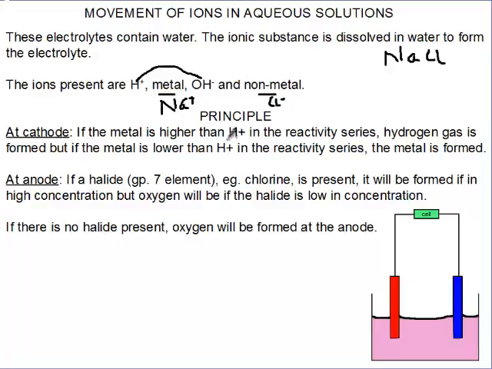If the metal is higher than H plus in the reactivity series, hydrogen gas is formed. But if the metal is lower than H plus in the reactivity series, the metal is formed. What this means is that if we have H plus in the solution, and then we have sodium plus in the solution. Now, sodium is higher than hydrogen on the reactivity series. Therefore, the hydrogen is the ion that is going to move to the cathode. The sodium is going to stay at the bottom.